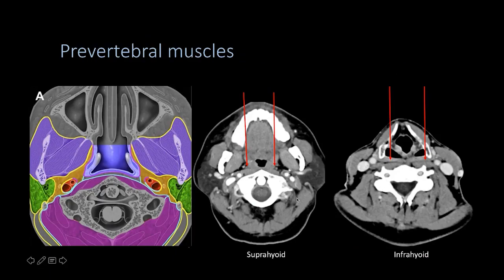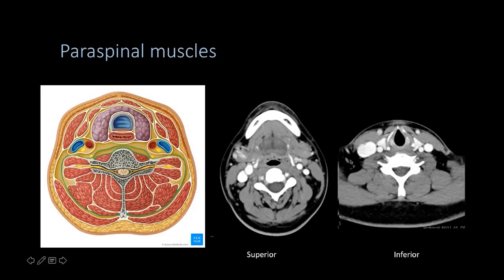So the prevertebral muscles we touched on a little bit before, but those are going to be those two paired muscles right in front of the vertebral body. So here we are at the level of the dens, and then more inferiorly again, we see these two paired prevertebral muscles. The paraspinal muscles are going to be these lateral and posterior muscles, and more inferiorly here we see the scalene muscles adjacent to the transverse process.